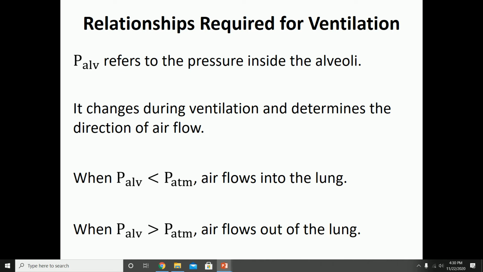Now, what are the relationships required for ventilation? So there are different pressures. There is the atmospheric pressure and the pressure in the alveoli, known as the alveolar pressure. In order to inhale, the atmospheric pressure has to be higher than the alveolar pressure, and that will push the air into the lungs. While during exhalation, the alveolar pressure needs to be higher than the atmospheric pressure, and that is going to push air out of the lungs.